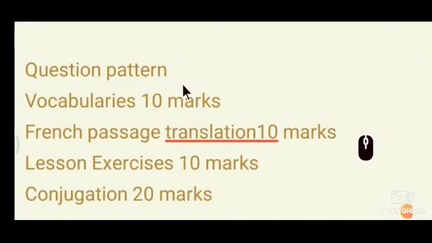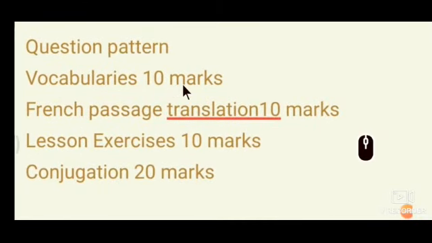Now let's see the pattern. In the question pattern, vocabularies come first. So, 5 from lesson 1 and 5 from lesson 2, and of these vocabularies, 5 will be in English and 5 will be in French. So what you can do is learn both English and French, so that will help you. So that is for vocabularies. Try to learn all the vocabularies from lesson 1 and lesson 2, so definitely you will get 10 marks in that.